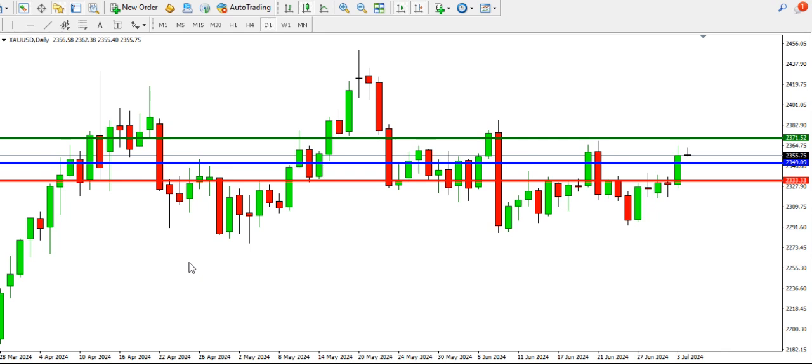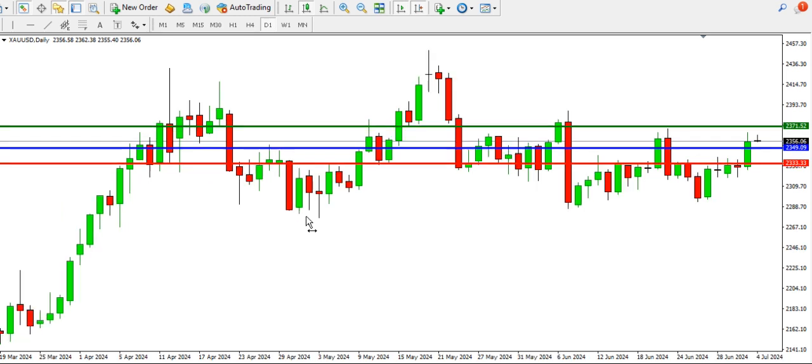Today we'll be looking at how we can trade gold XAUUSD on the smaller time frames. But before we go to the smaller time frames, we are going to take a look at how price has progressed on the higher time frames.